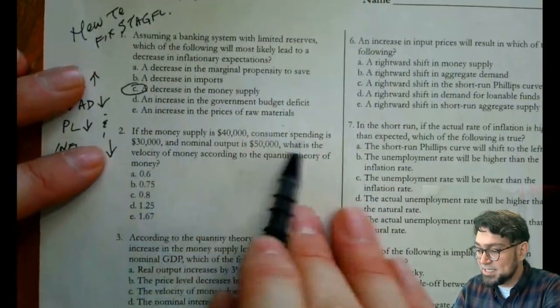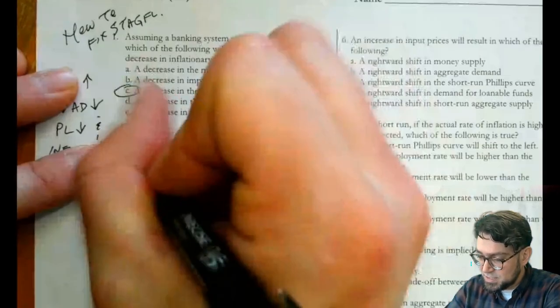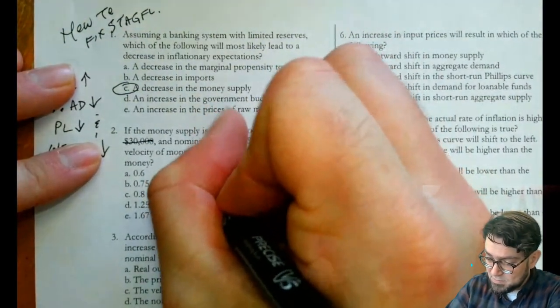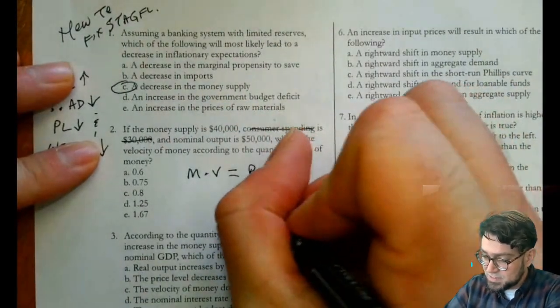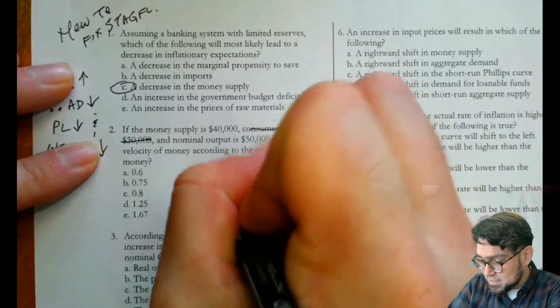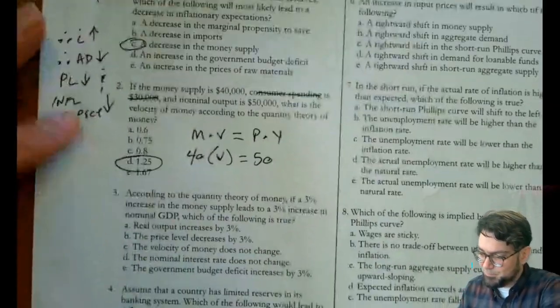Number 2, if the money supply is 40, consumer spending is 30, nominal output's 50, what's the velocity? So the consumer spending is irrelevant to this question. The money supply times the velocity equals P times Y. And so this is 50, and money supply is 40, and it's times V, so 1.25, D.